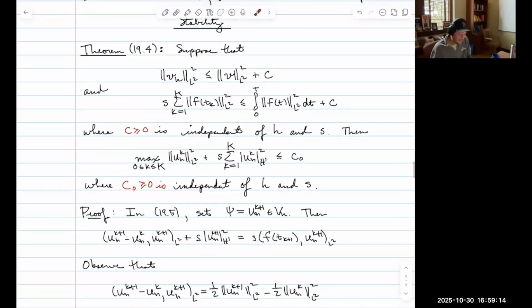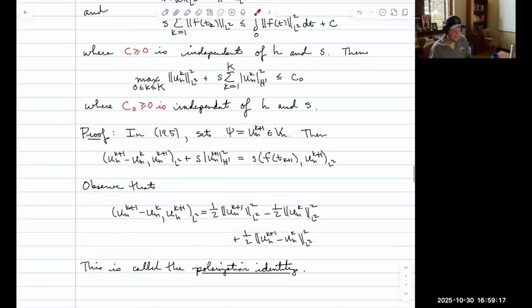So I lose that parameter S, which is what we call the step size, in the denominator of that first term, but I gain it as a factor in each of the other terms. Right, this is what I have now. I've done nothing except set the test function equal to this function, the true solution of the scheme at time level K plus 1. This superscript here means the time index.